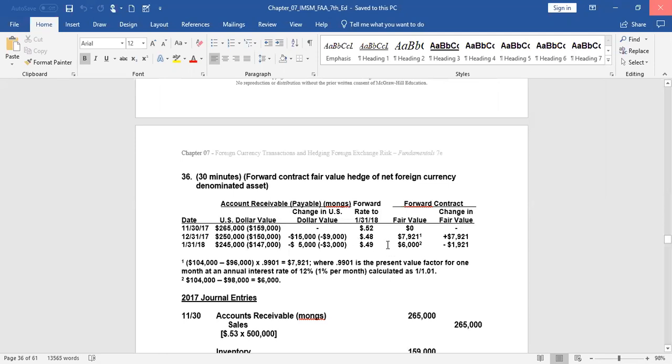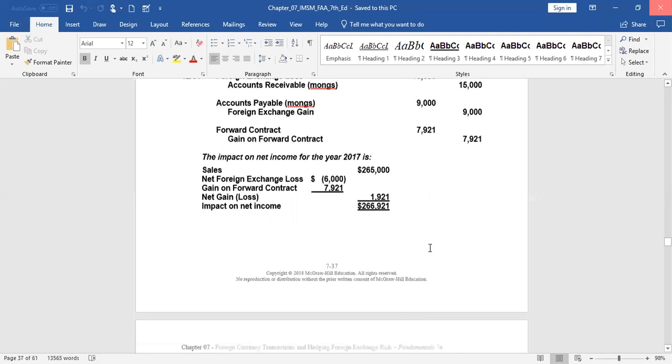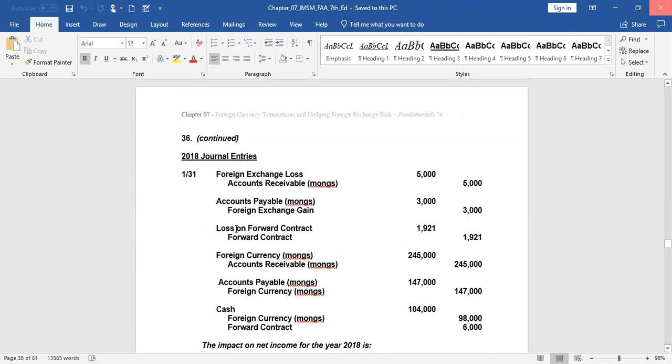Or a change in fair value, it's decreased. It went from 79.21, remember it has that value at December 31st, and now it has a value of 6,000. So it decreased in value 19.21. We want to make a journal entry so that the forward contract's balance in that account is 6,000. So we'll debit the loss on forward contract because it went down in value and credit the forward contract.